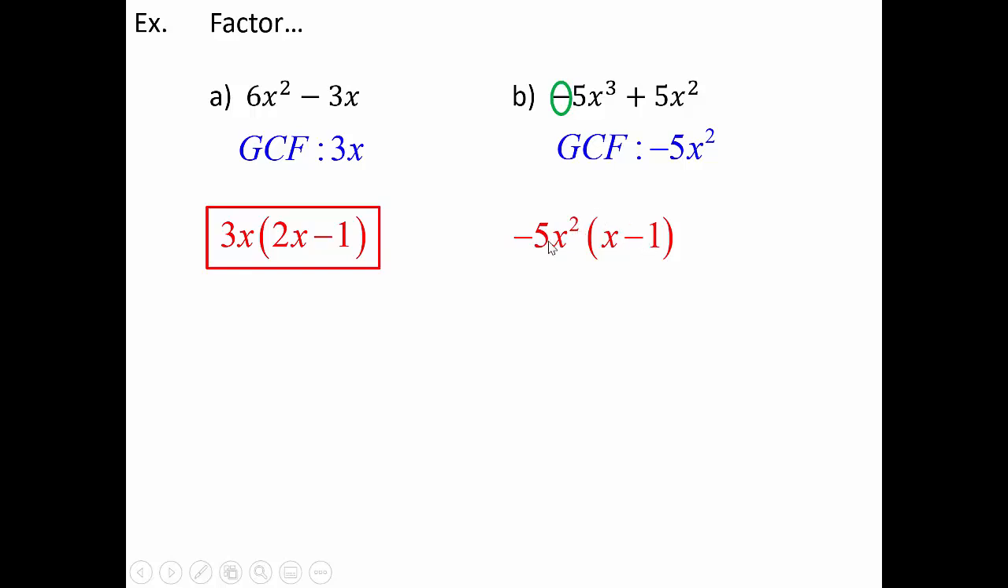Again, double check by distributing. Negative 5x squared times x gives you negative 5x cubed. Negative 5x squared times negative 1 gives you positive 5x squared. Pulling out the leading negative is going to change the signs on the inside. Now again, this is not a crucial step on this problem, but as we move forward, anytime you're pulling out a GCF as part of a bigger problem, you're going to need to pull out that leading negative in order for things to work out the way they need to work out.